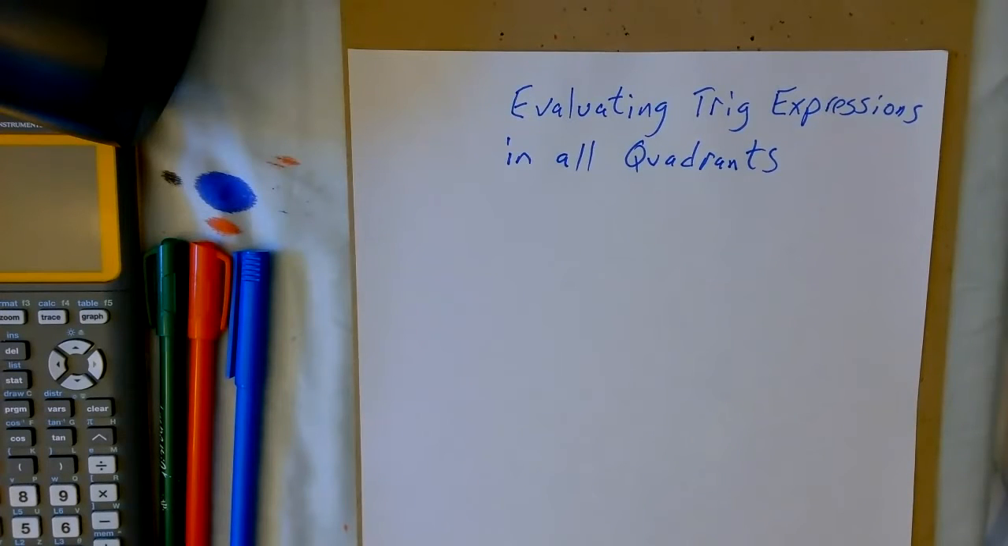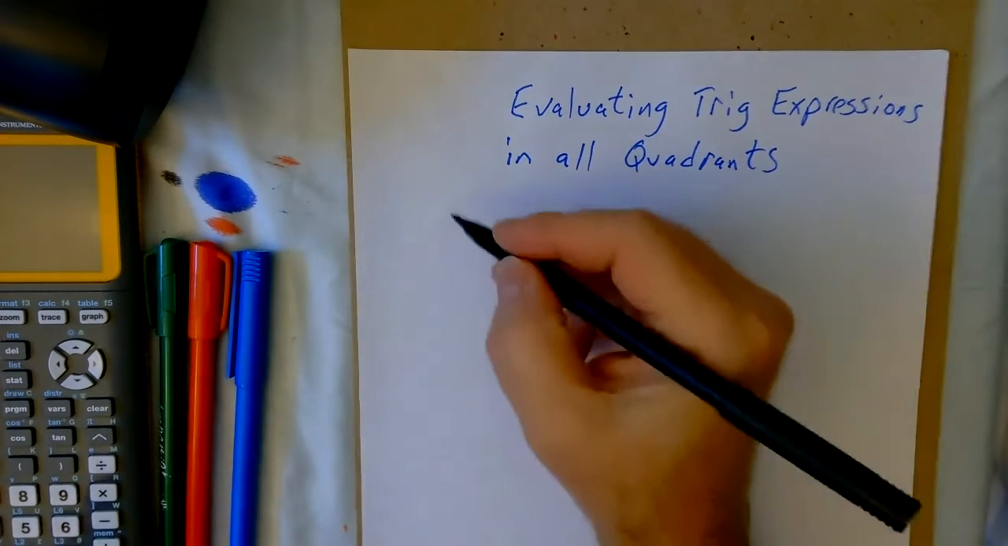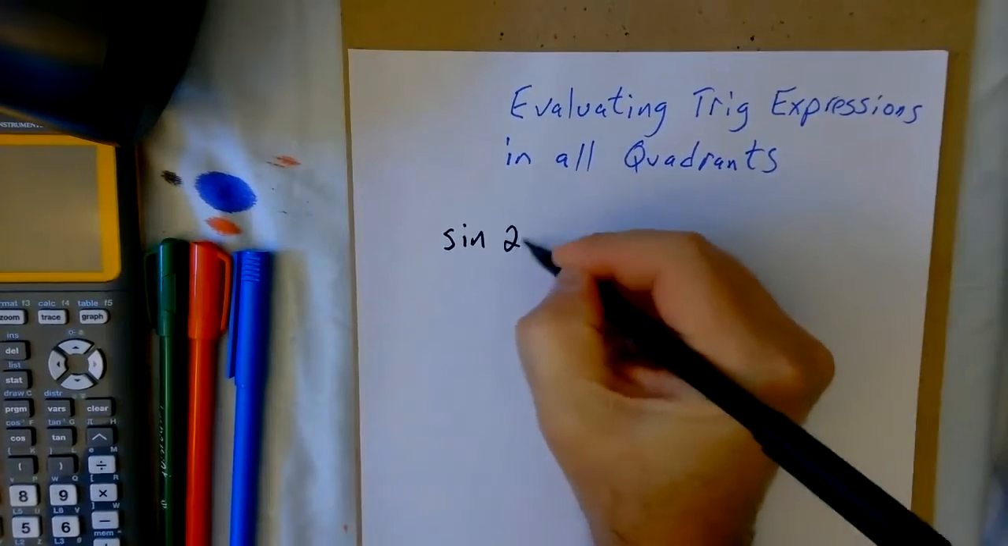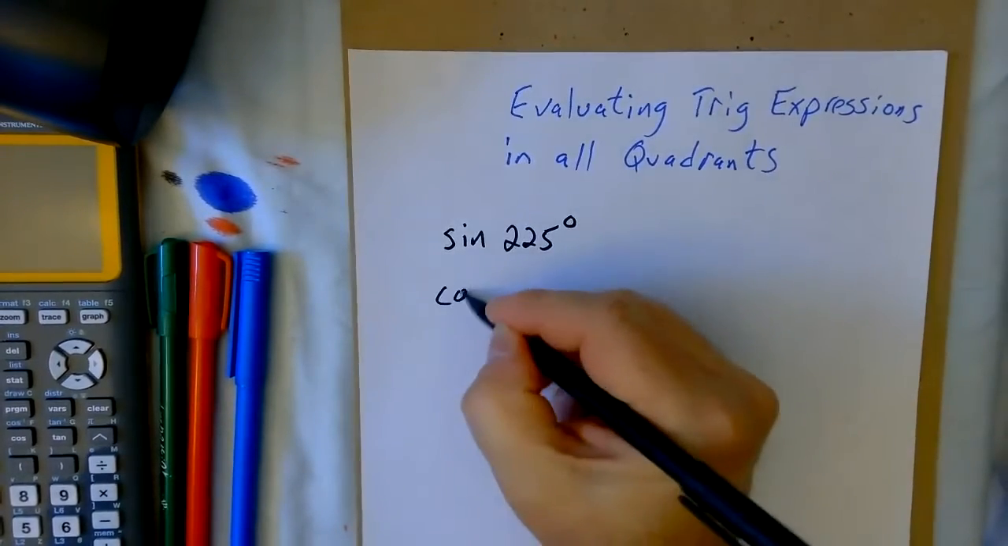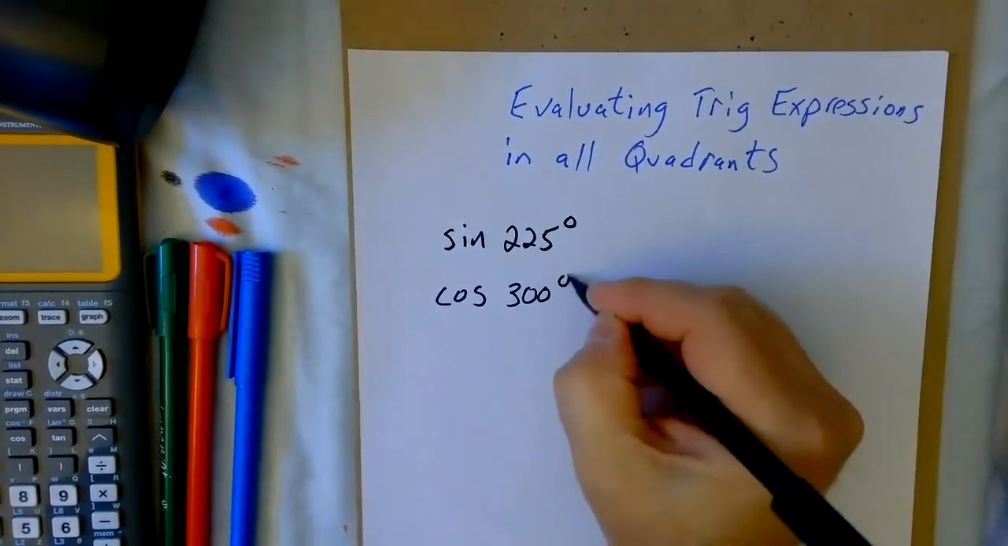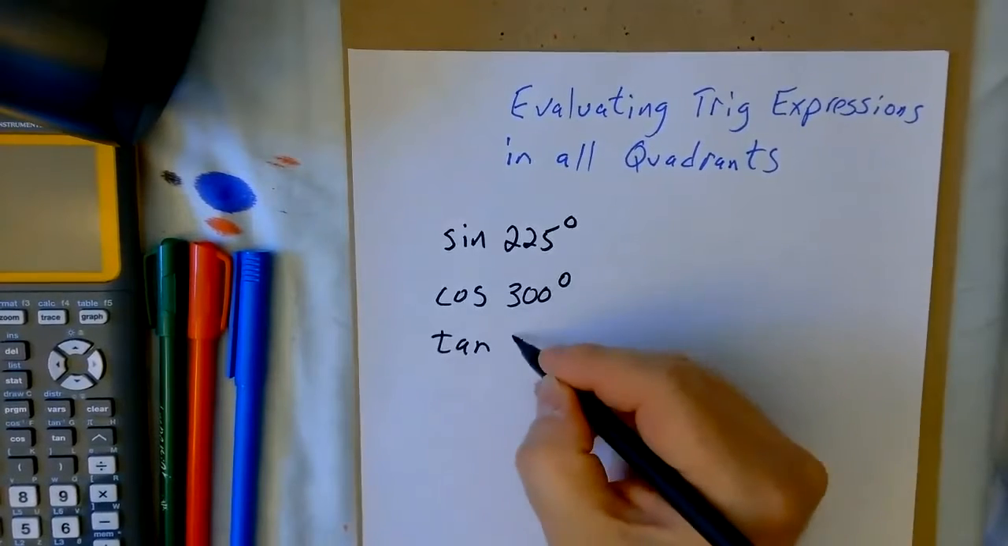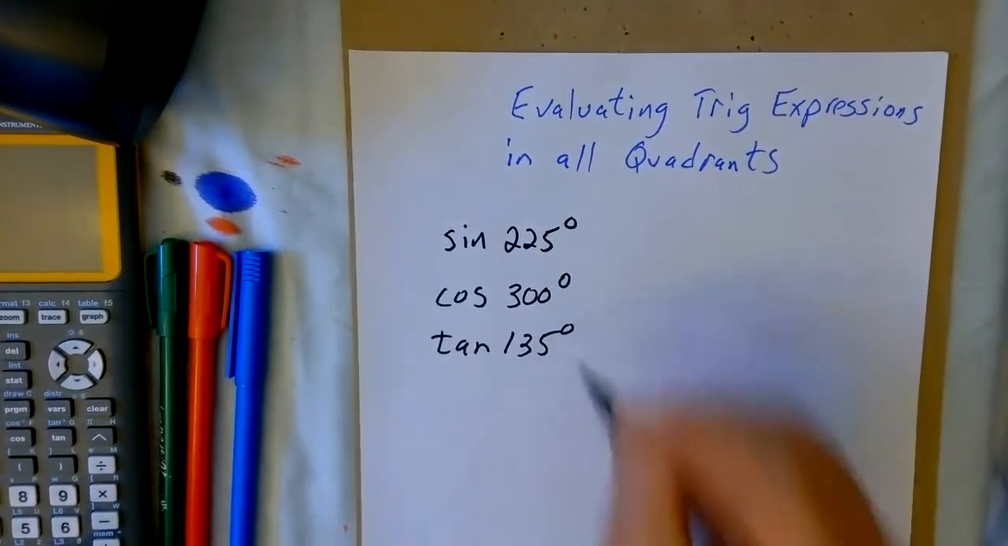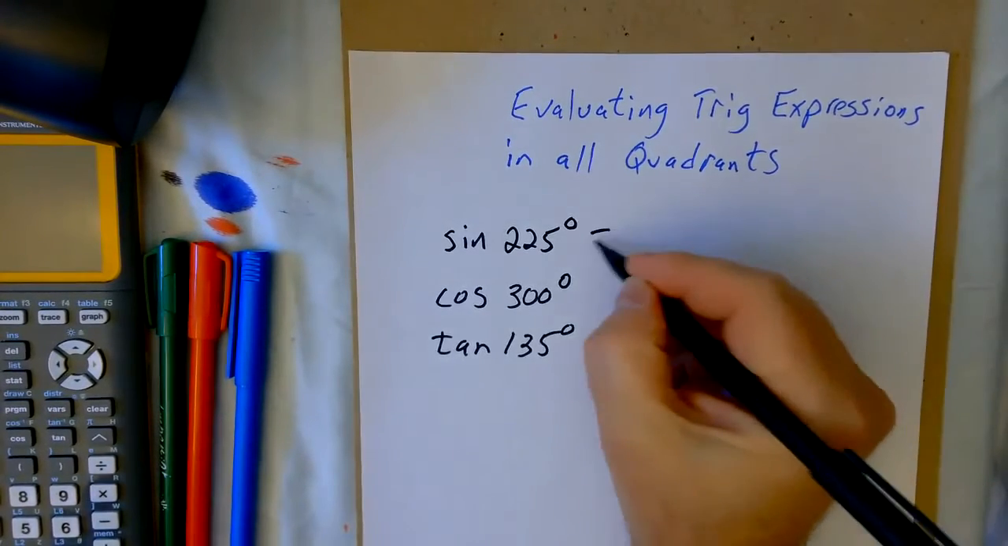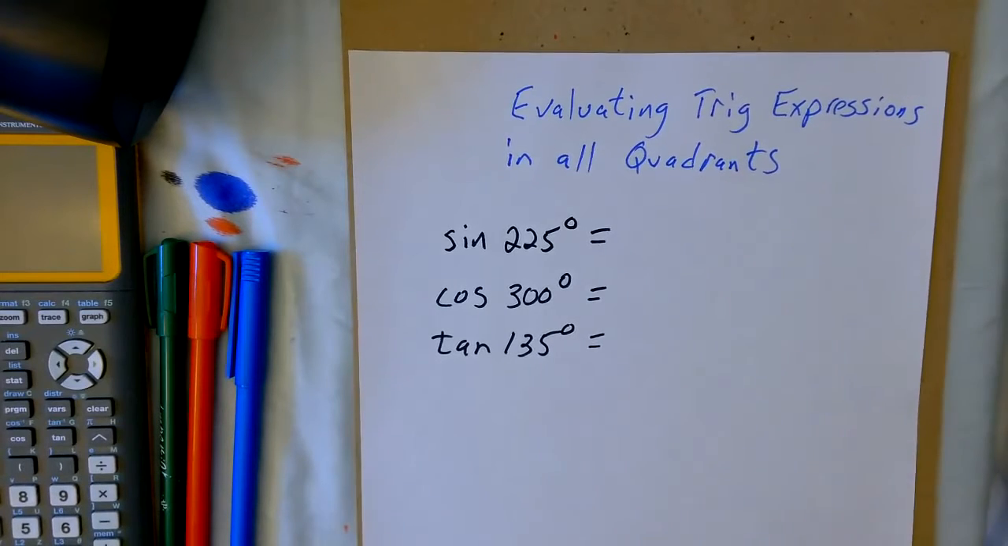All right, this is one of the big deals in trigonometry. What we're going to be looking at is evaluating trig expressions in all four quadrants using our common angles. So in other words, what's the sine of 225 degrees? What's the cosine of 300 degrees? What's the tangent of 135 degrees? Just being able to look at that, think for a moment, and know the answer. We're getting exact values, not approximations from a calculator.